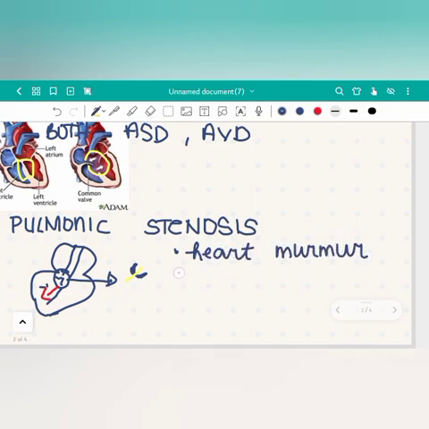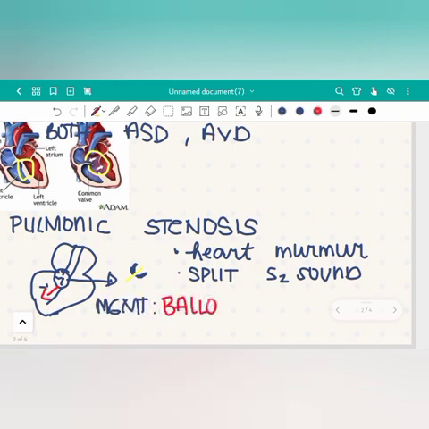So, the management for this para dun sa narrow na valve na yan, ginagawa ng balloon valvuloplasty. So, the patient undergo with the balloon valvuloplasty procedure doon sa may narrow valve.